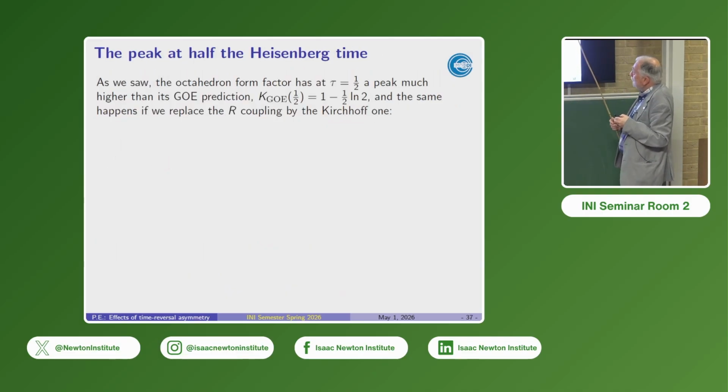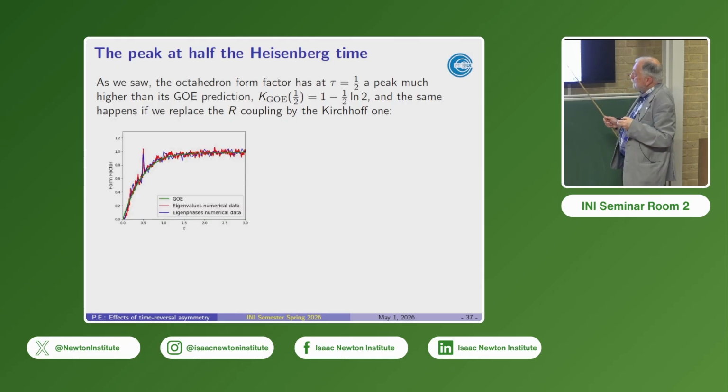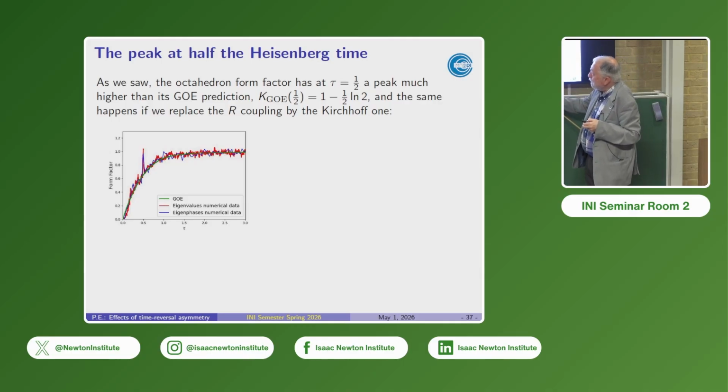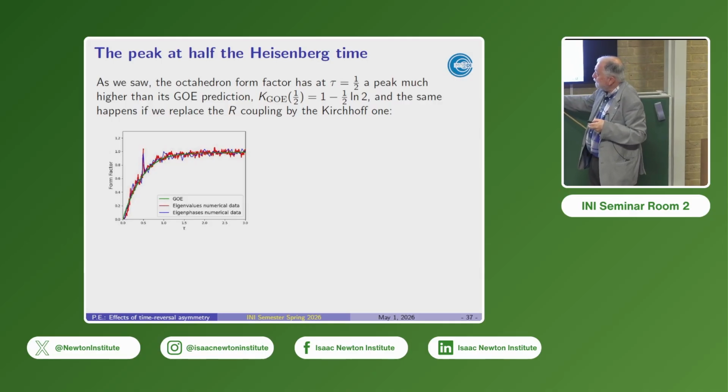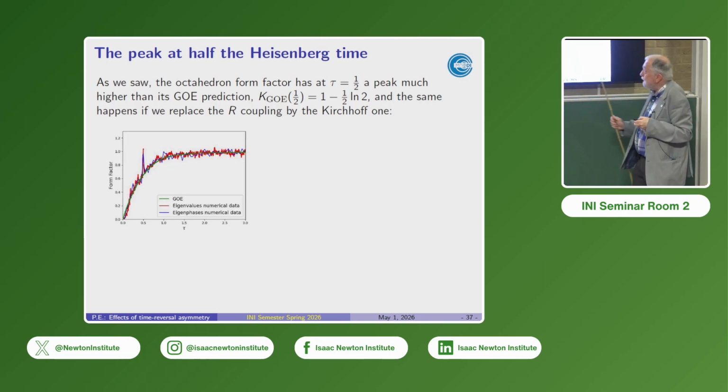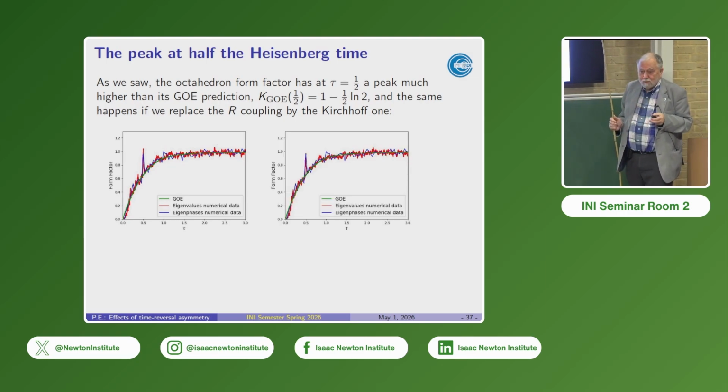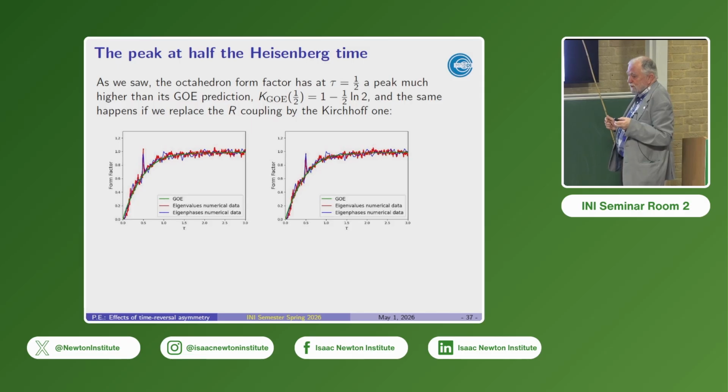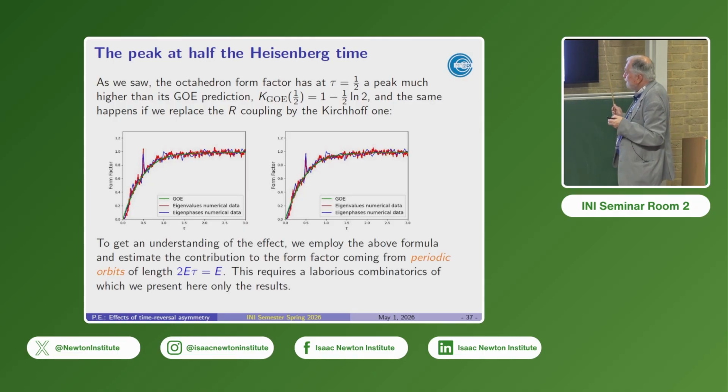Okay, now what about this mysterious peak? So here it is again. And you see that again we computed it through eigenvalues and eigenphases, and in both cases the peak is there. But to our surprise, people computed the thing for Kirchhoff coupling, and the peak was there, but nobody noticed. So what is that? Let's try to use the diagonal approximation of the formula.